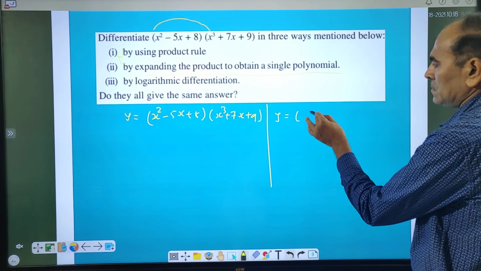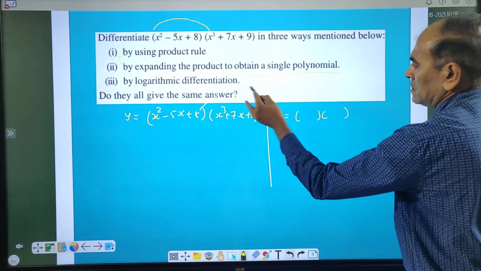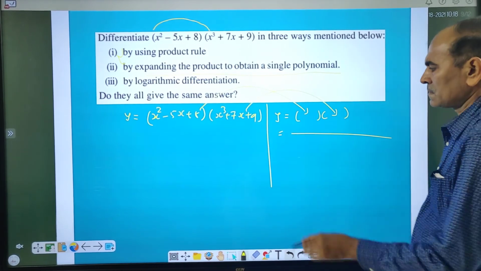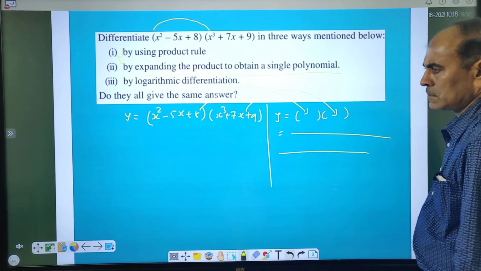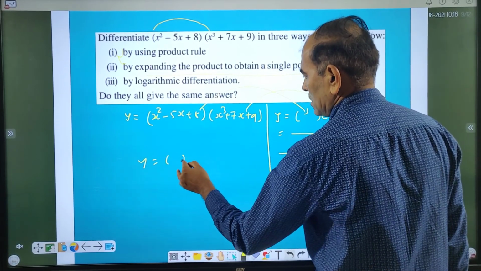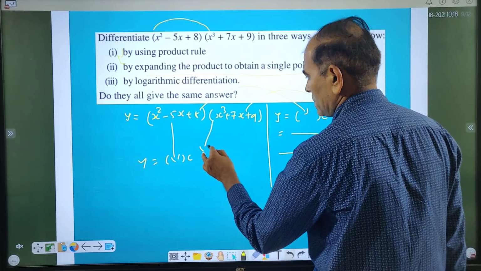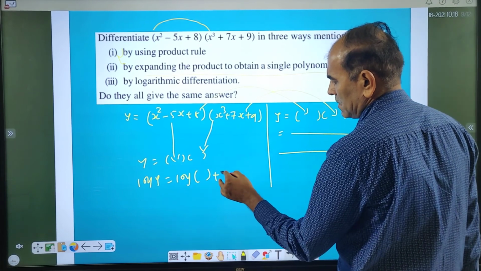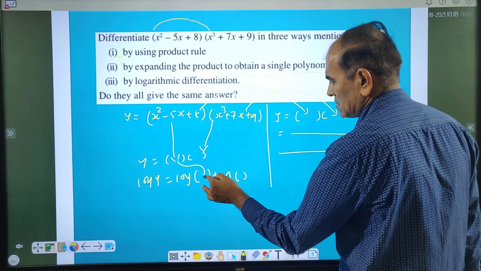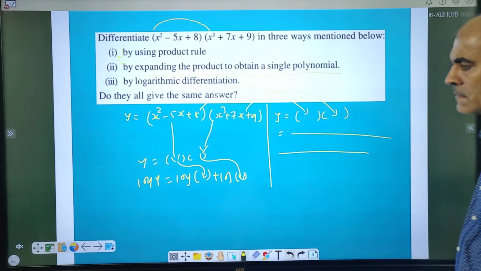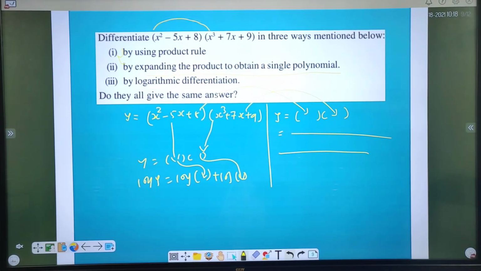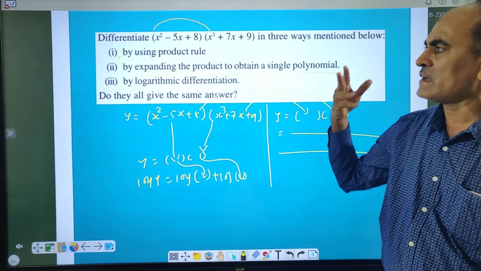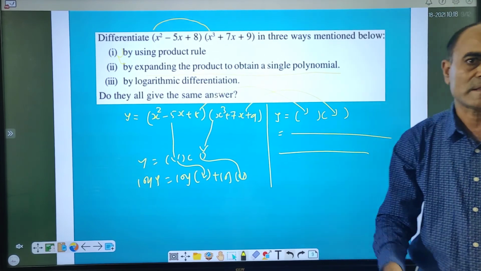Second one, these two forms are given here. This one is here, this one is here. Take ordinary simplification, then find the derivative. And third one, y is equal to these two forms given. Take log y is equal to log of this form plus log of this form. Here it comes out here and that form comes out here. Now differentiate it. And see, do they all give the same answer? Yes. You are applying various 3 methods.